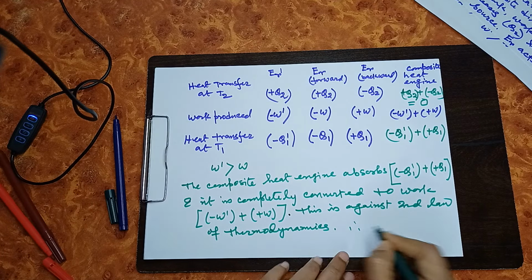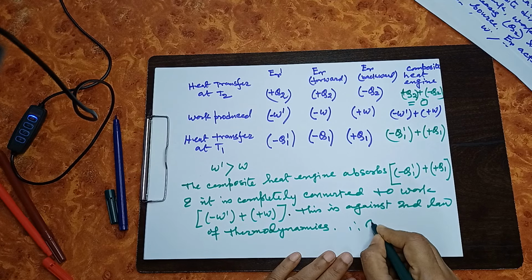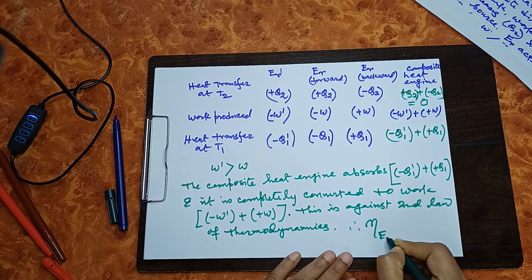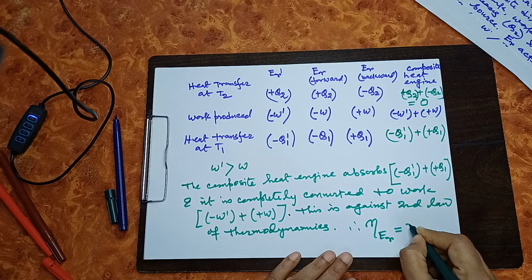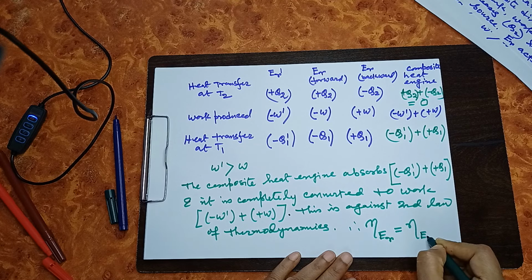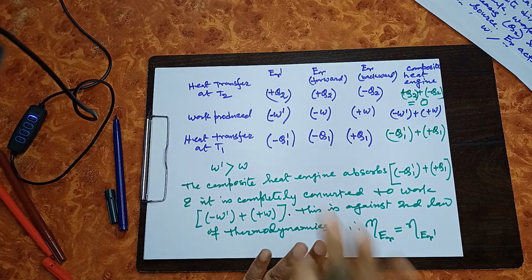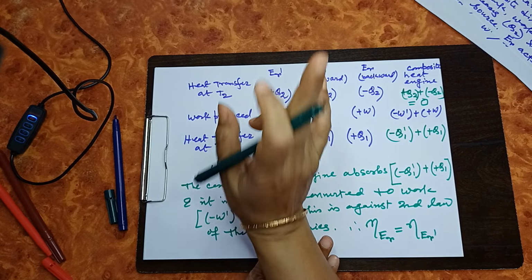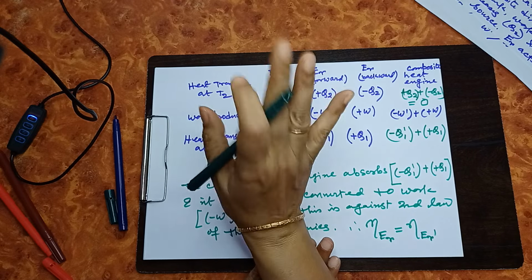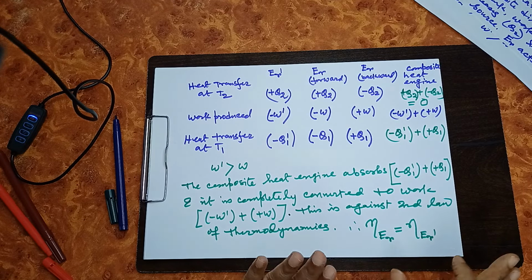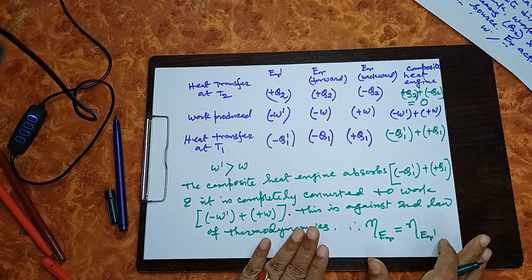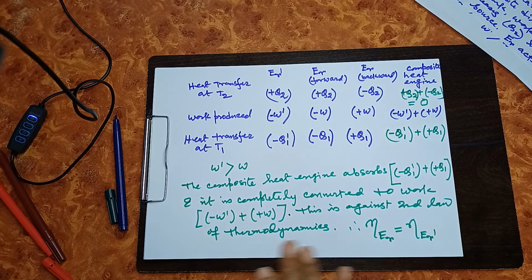So therefore, the efficiency of ER must be equal to the efficiency of ER dashed. So ER and ER dashed were both working between the same temperatures of source and sink. So their efficiency must be the same, and that is Carnot's theorem. Hope you have understood. Thank you.